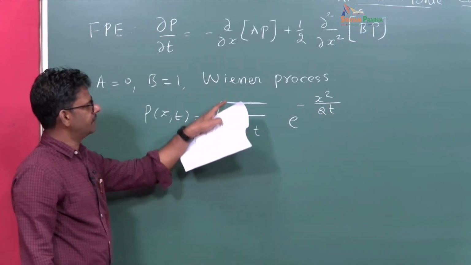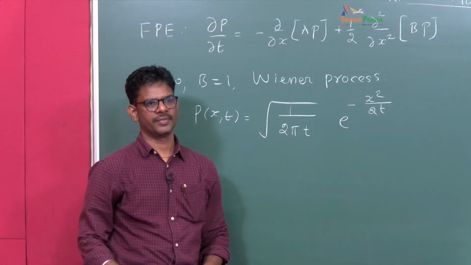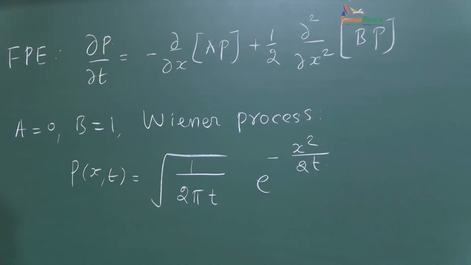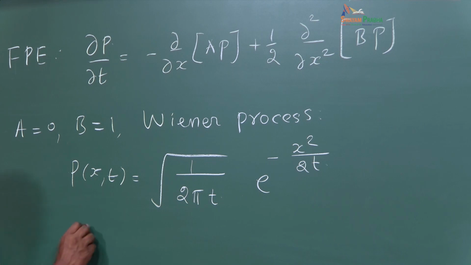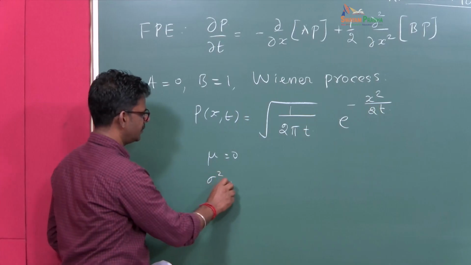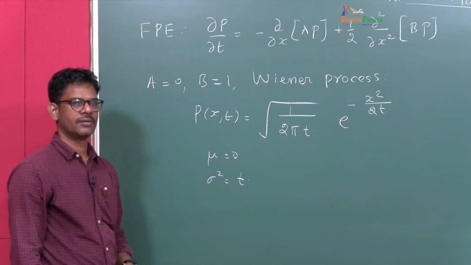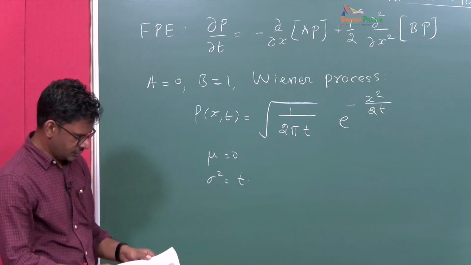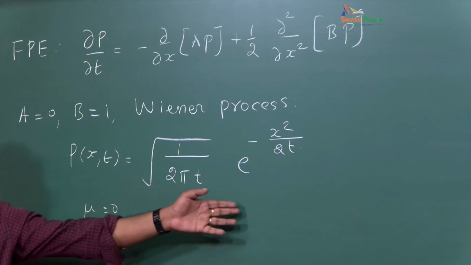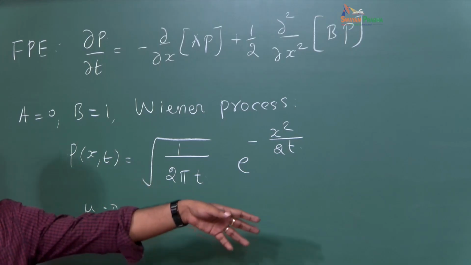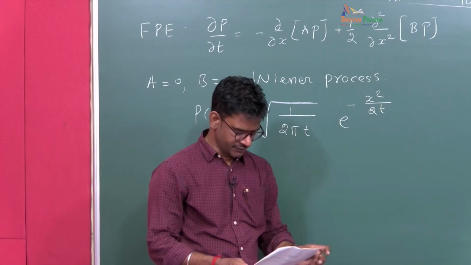So basically the Wiener process is a Gaussian process with mean equal to 0 and the variance equal to time t. So this we know. If I want to know all the other properties of the system, we can get the mean, standard deviation, higher order moments, and various properties.